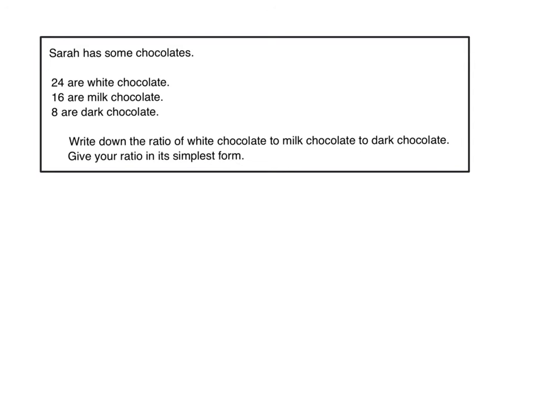Sarah has some chocolates. 24 are white, 16 are milk, 8 are dark. Write down the ratio of white to milk to dark, giving your ratio in its simplest form. So we've got white to milk to dark, W to M to D. White was 24, milk was 16, dark was 8. Now I need to put it in its simplest form, so I need to think of the number that goes into each of these, so into 24, 16 and 8.